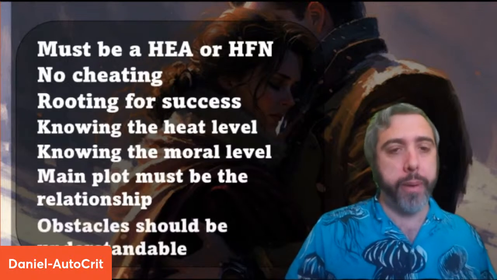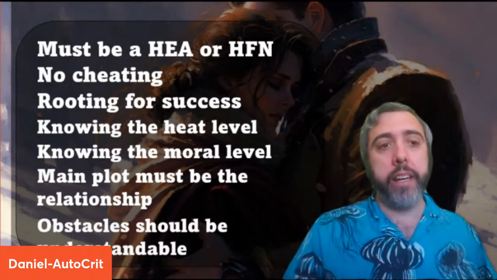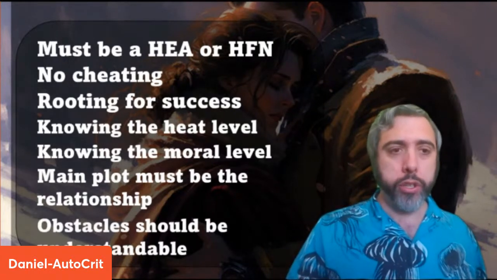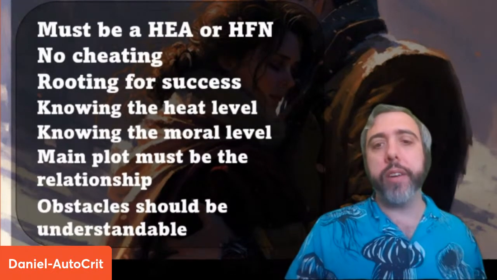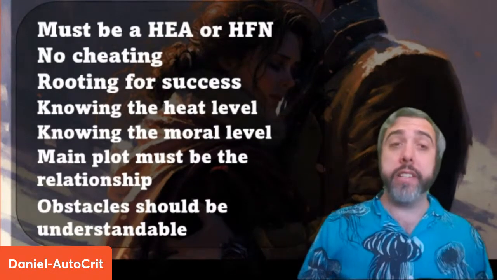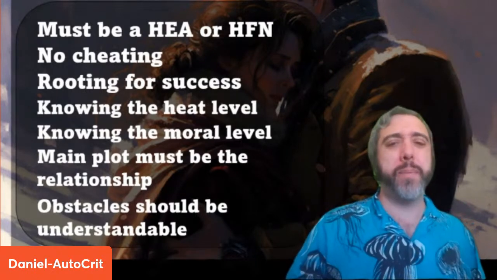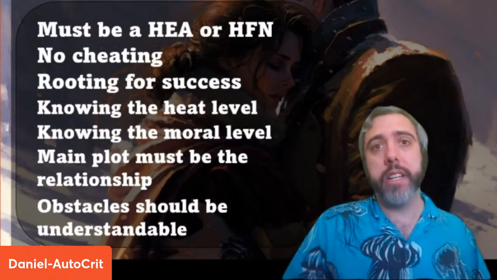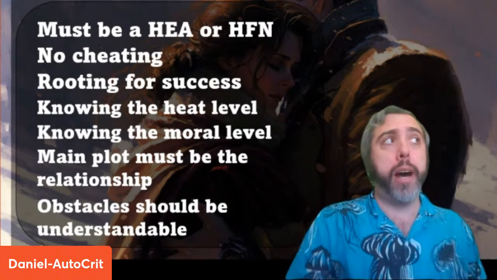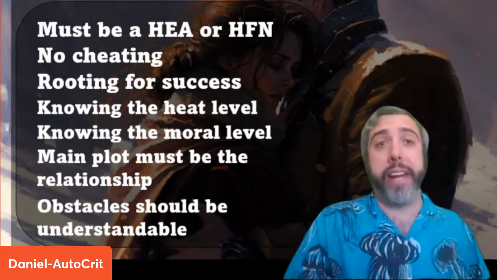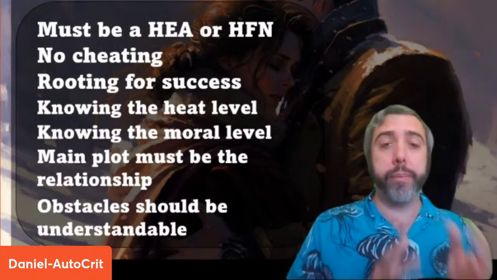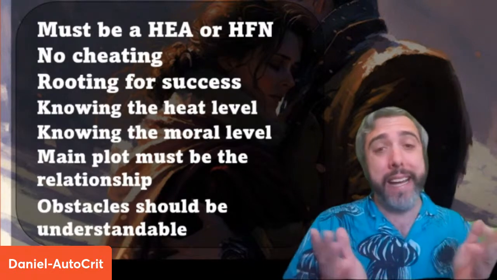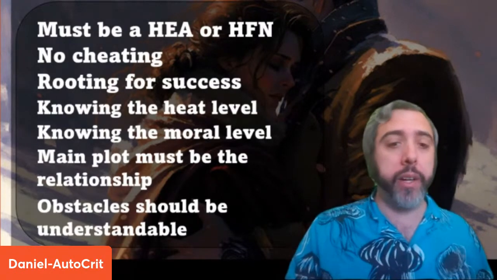The main plot must be the relationship, as I said, and the obstacles should be understandable. The obstacles should be something that the audience can relate to, they can understand and track. You don't want it to be something that just comes in at the last minute just to create a lot of trouble, because that's going to be contrived. We all know if you make a relationship the situation, something has to be problematic about the relationship or about getting from point A to point B, right? And if it's some kind of contrived thing that we don't relate to, yeah, that's not going to work out very well at all.